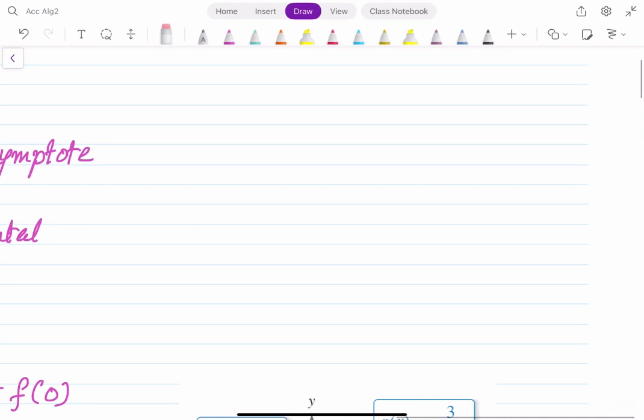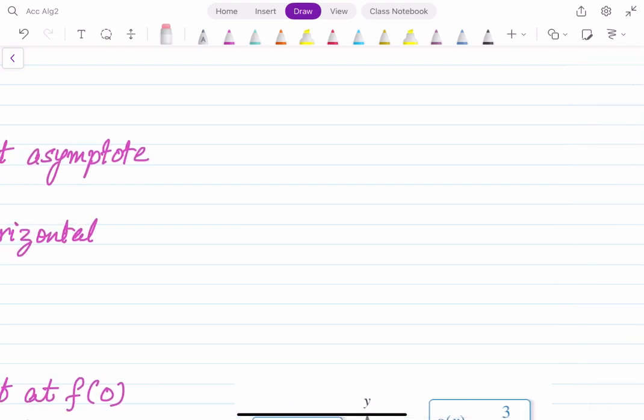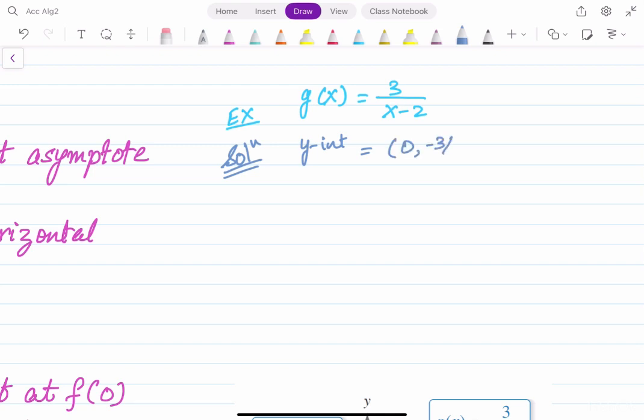Okay, let's see. Example number 1. Let g of x equal 3 divided by x minus 2, and we will follow each and every step closely. As you can see, you cannot factor the numerator or denominator; it is already in factored form. So there is no need for step number 1. I can directly find the y-intercept. For the y-intercept, we put x equal to 0. So when x is 0, we are left with negative 3 halves.